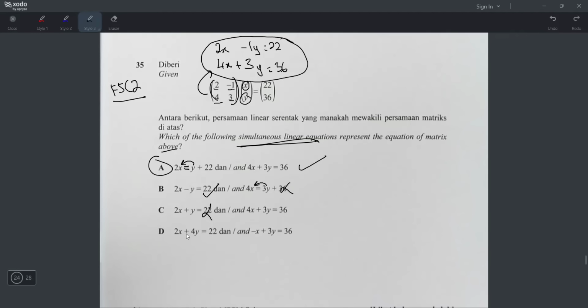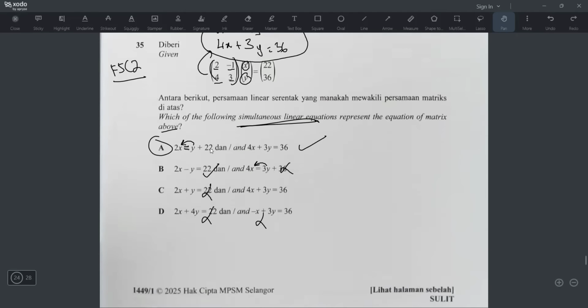Okay, D. 2x plus 4. Ini lagi salah lah. Ini lagi teruk. Okay. Negative x. Okay, ini lagi teruk lah. If you bulat D, then I don't know what to say. So yeah, A is the answer. Alright, that's all.